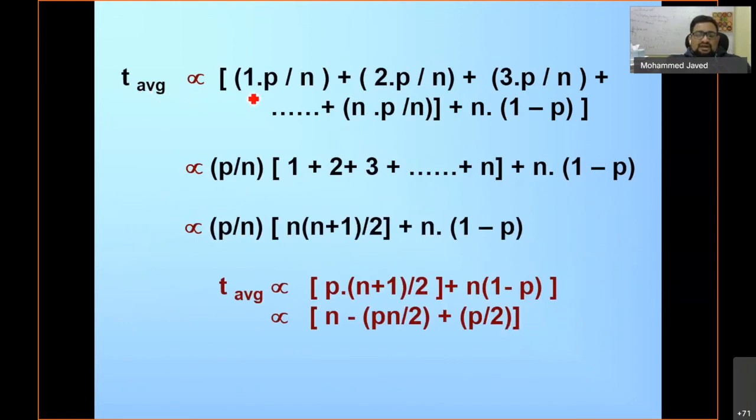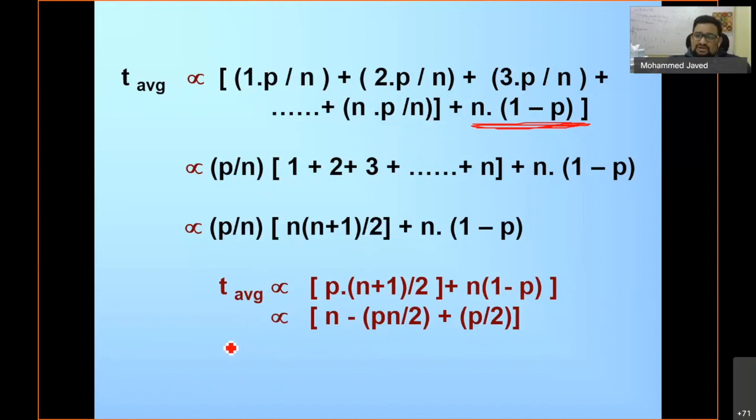So the probability of finding the element in the first position is 1 into p by n, plus 2 into p by n, plus 3 into p by n, and so on, up to n into p by n, plus the probability of not finding the element, which is n into 1 minus p, at n locations. Now simply you add it. So T average will be proportional to n minus pn divided by 2 plus p.